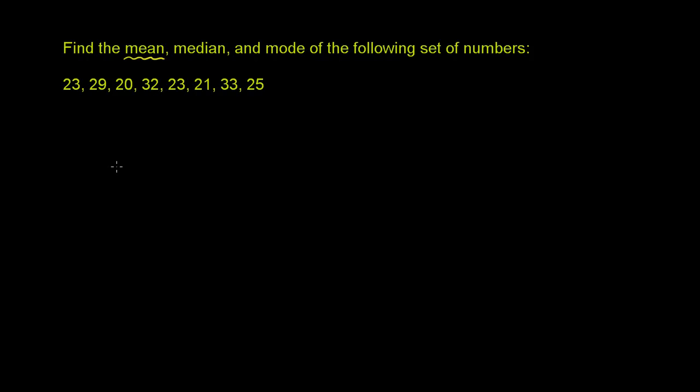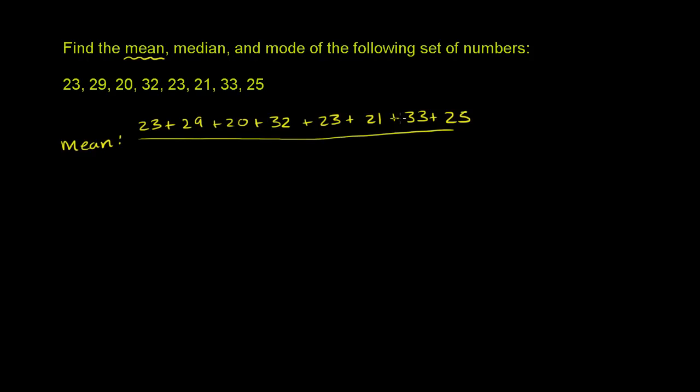And so it's one way of measuring the central tendency, or the average, I guess we could say. So this is our mean. We want to sum 23 plus 29 plus 20 plus 32 plus 23 plus 21 plus 33 plus 25, and then divide that by the number of numbers. So 1, 2, 3, 4, 5, 6, 7, 8 numbers. So you want to divide that by 8. So let's figure out what that actually is.